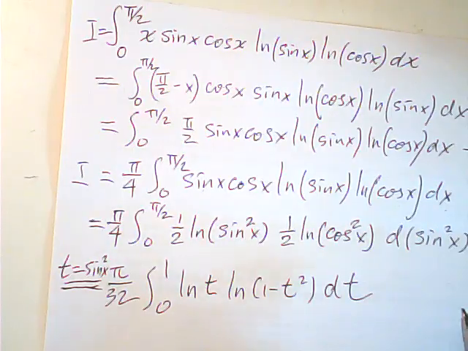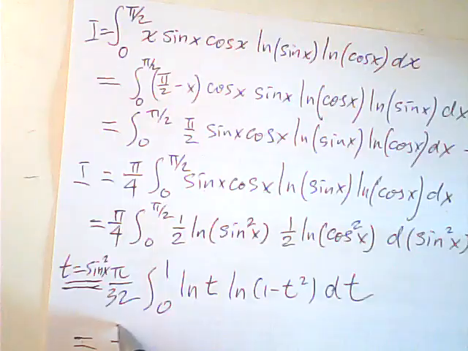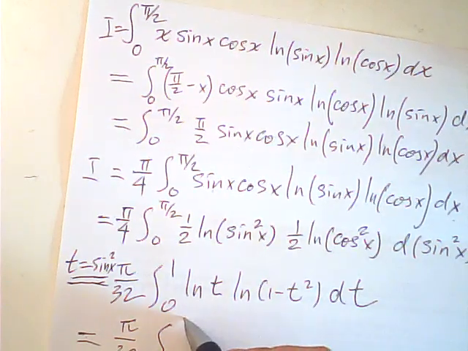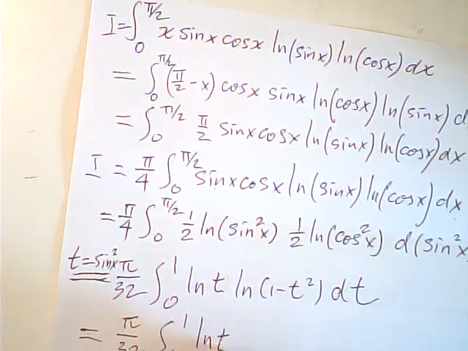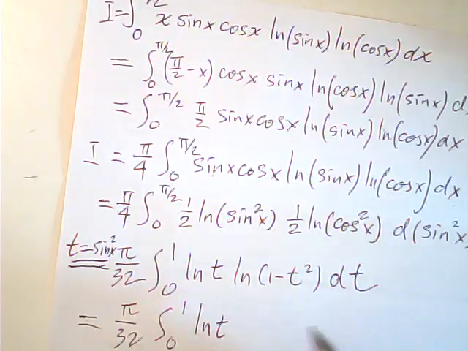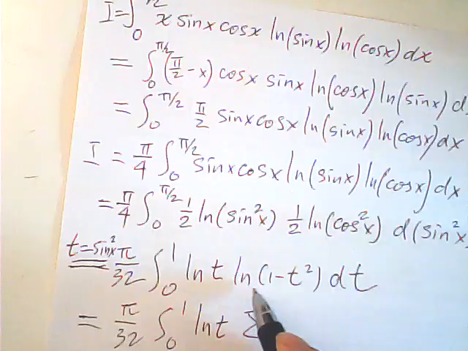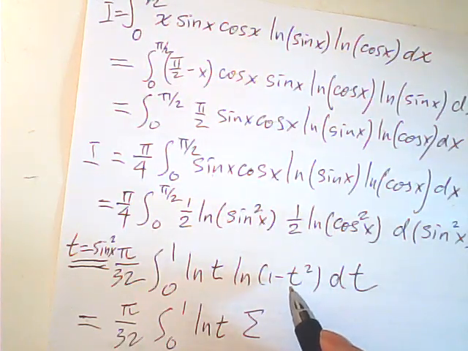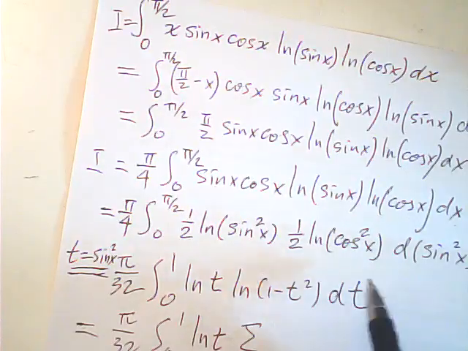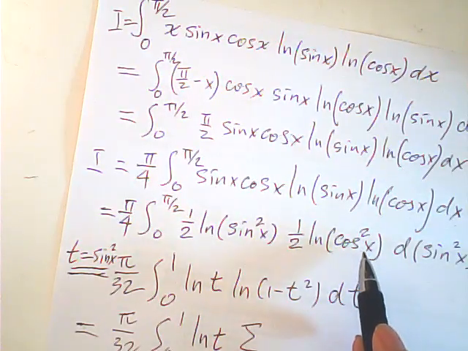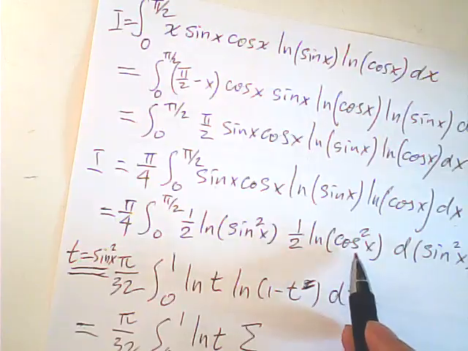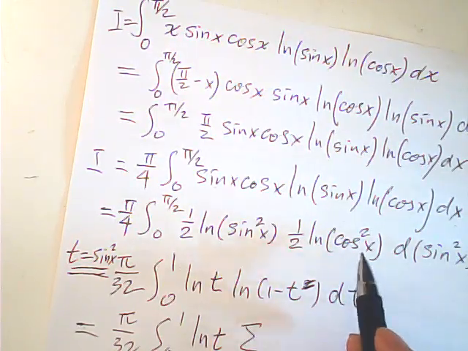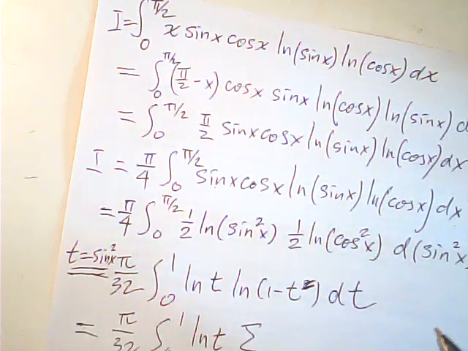Now then, this one is equal to pi over 32 from 0 to 1 of log t. Now this I can change to series. Log 1 minus t, right? This is sine x. Sorry, t is sine squared. This is 1 minus t, which is 1 minus sine x squared.